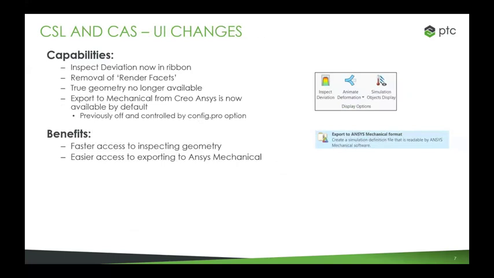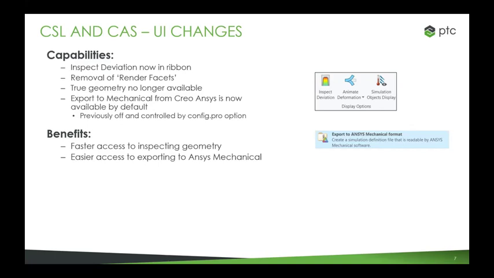And then lastly, we have some changes in the UI. We have moved the inspect deviation up into the ribbon. And really what that means is that in the past in Creo 9, you could always see the solver geometry. So you could see like a Swiss cheese if your graphics card couldn't render all the geometry. Well, we've lost that capability. We don't have that capability anymore to see that geometry of what the solver can see. So that's a step backward a little bit.